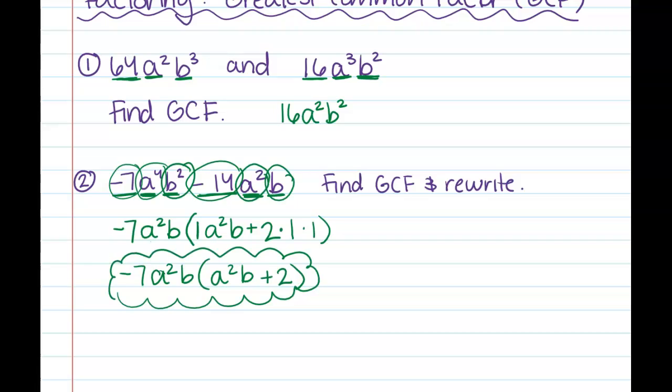And if you want to check your work, just make sure that if you multiply negative 7a squared b by a squared b, you get this. And if you multiply negative 7a squared b times 2, you get this.